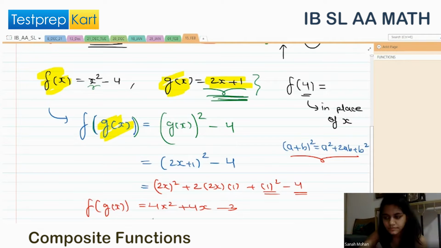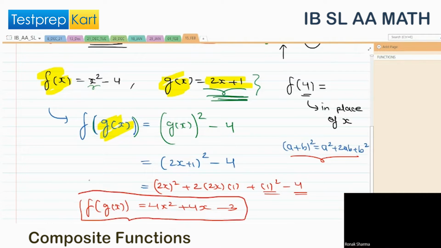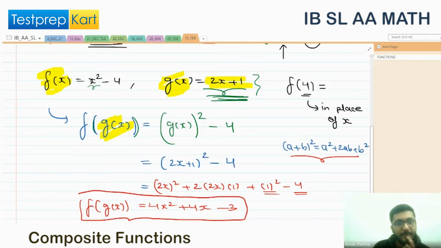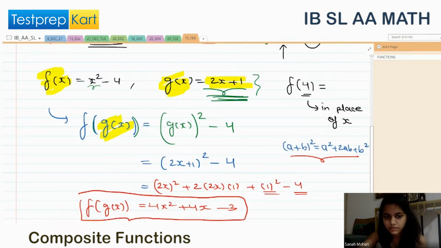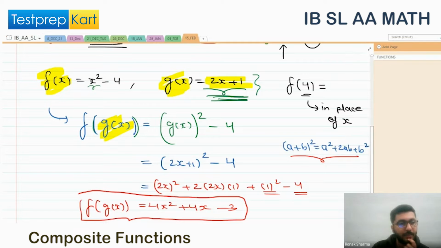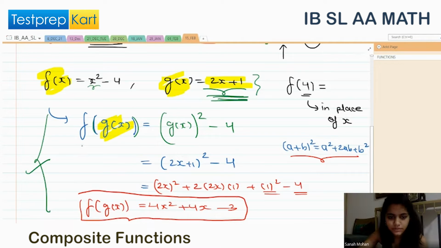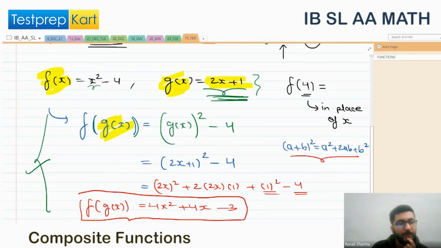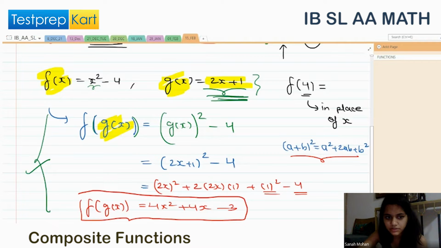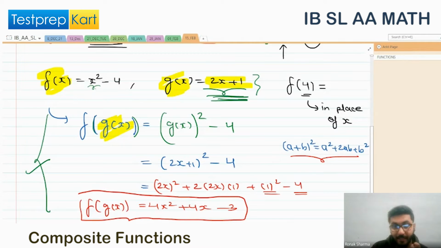Got it? How we found f of gx? What we did here? You substitute the gx, which is 2x plus 1. But I substituted gx where? In place of x that is present in the function fx.